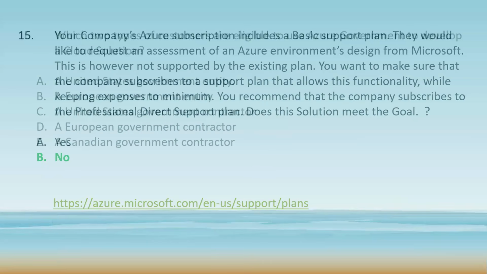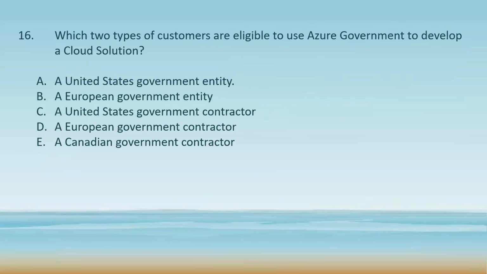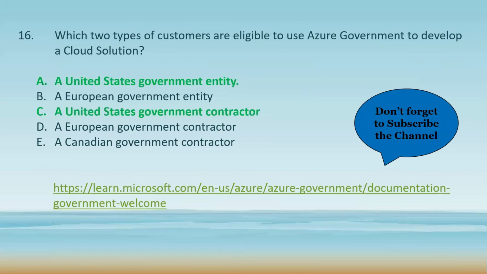Moving on to question number 16. Which two types of customers are eligible to use Azure Government to develop a cloud solution? Your options are a United States government entity, a European government entity, a United States government contractor, a European government contractor, a Canadian government contractor. So the correct answers are option A and option C, United States government entity and United States government contractor.